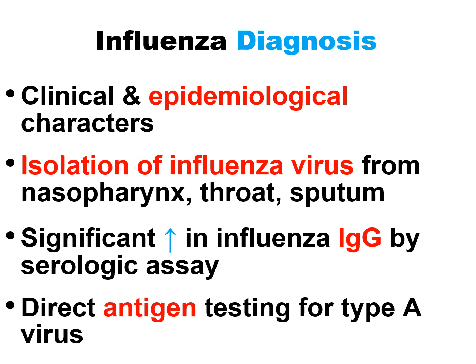Influenza diagnosis is based on clinical and epidemiological characteristics. Here we would like to explain: when an outbreak or epidemic of a disease occurs, we do not wait for confirmation by laboratory examination. On epidemiological background, we diagnose the disease to begin preventive and control measures and to begin treatment. Laboratory: isolation of influenza virus from nasopharynx, throat, and sputum; significant increase in influenza IgG by serologic assay; direct antigen testing for type A virus.